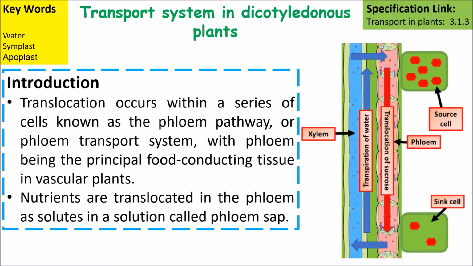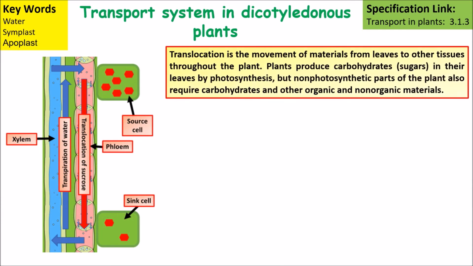Right, translocation. Translocation occurs within a series of cells known as a phloem pathway or phloem transport system, with the phloem being the principal food conducting tissue in vascular plants. Nutrients are translocated in the phloem as solutes in a solution called phloem sap. Translocation is the movement of materials from the leaves to other tissues throughout the plant.